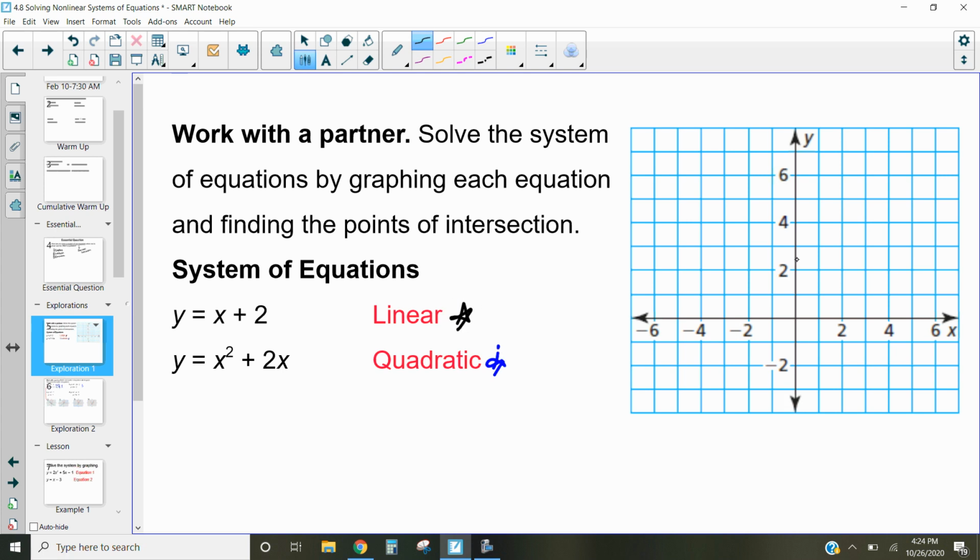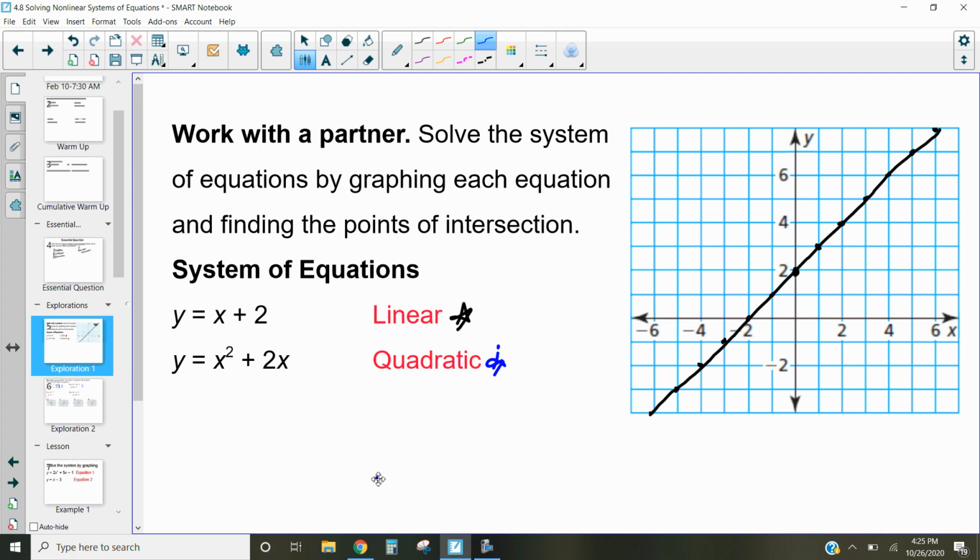So x plus 2, I go over to 2, up 1 over 1. We have this up 1 over 1 for our slope. We're going this way. And there we go. There is our line.